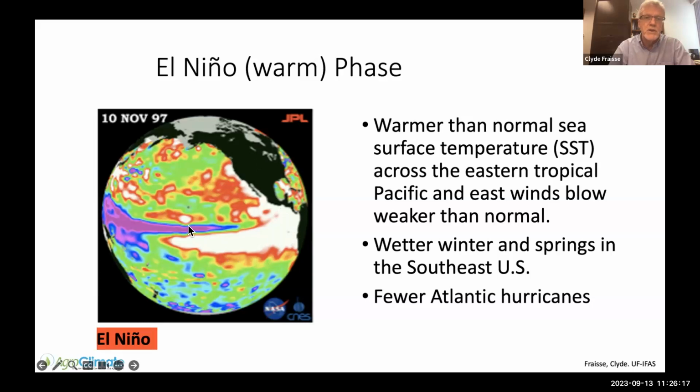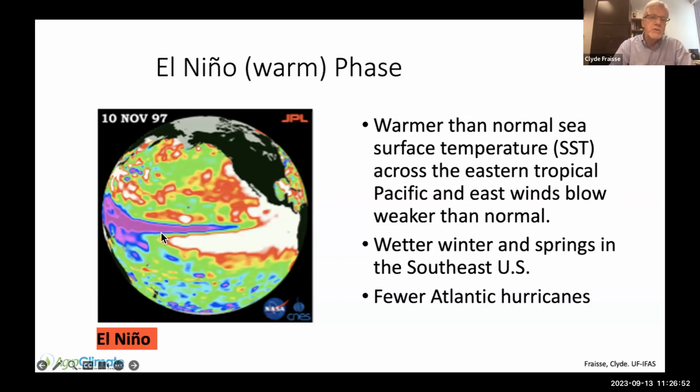Normally, you would see a warm pool on this side, more towards Australia. And here we'll have a cooler water. But when there is an El Nino, you'll see warming of the Pacific Ocean in this area. And this is well known. The teleconnections for this system is that it will bring wetter winters and springs in the southeast US. It also is connected, looking historically, with fewer Atlantic hurricanes when we have an El Nino.